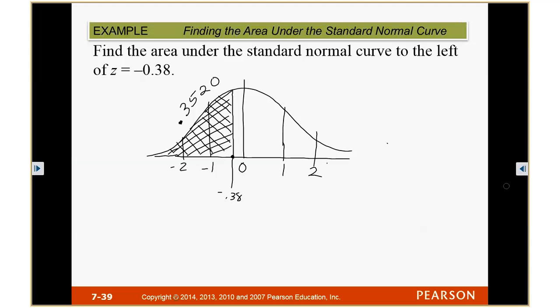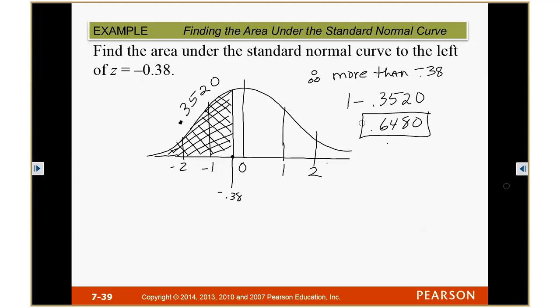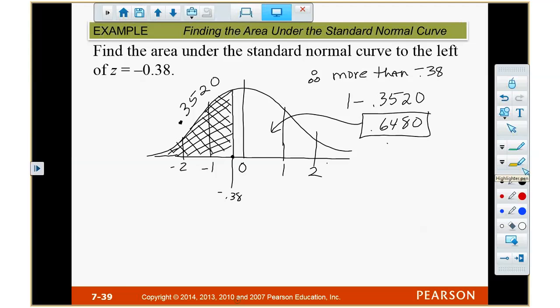Therefore, more than 0.38 is 1 minus 0.3520, which means 0.6480. Somebody help me. And that would be the right-hand side area. That's the way you're supposed to do it. Not just say, oh, negative 0.3, I'm just going to look it up in the paper. That's the way to do it and not understand what you're doing. But y'all wouldn't do that, would you?